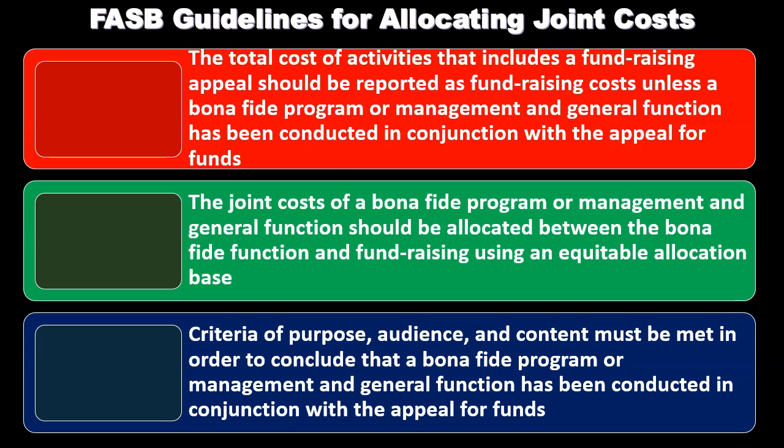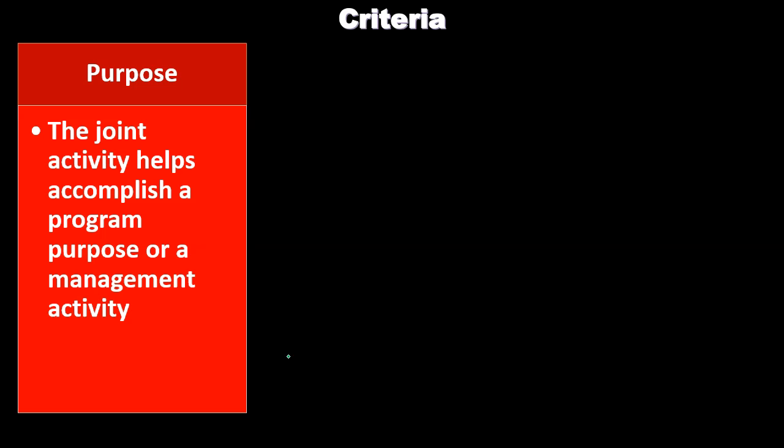Criteria of purpose, audience, and content must be met in order to conclude that a bona fide program or management and general function has been conducted in conjunction with the appeal for funds. In other words, if we have an appeal for funds, that's kind of the default setting. In order for us to prove that there's some other item that we're going to be allocating it to, whether that be a program or management and general, this criteria must be met. Criteria of purpose, audience, and content. So what does that mean? We'll take a look at that in more depth now.